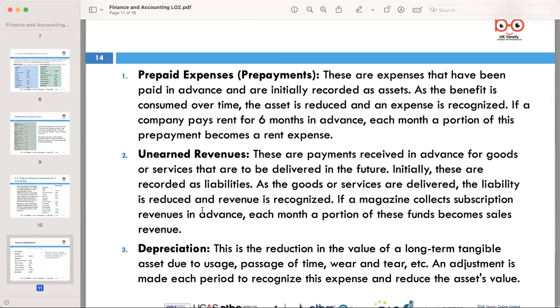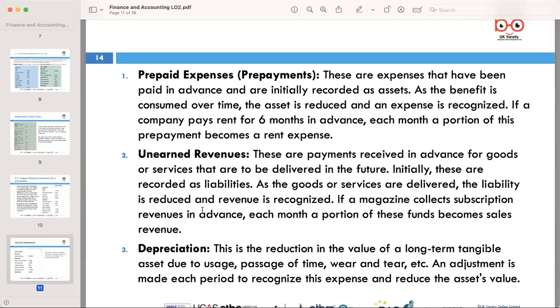Imagine a scenario where a company pays rent for 6 months in advance. Each month, a portion of this prepayment becomes a rent expense. We allocate a portion of the prepaid rent to the respective month, ensuring our records reflect the accurate expense for that period.